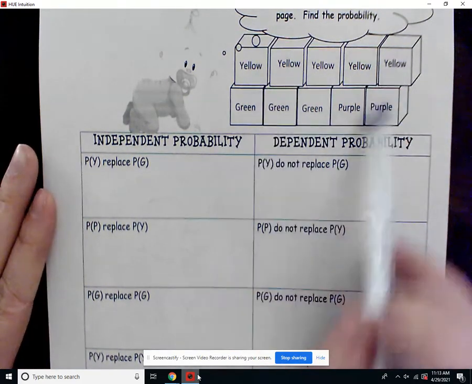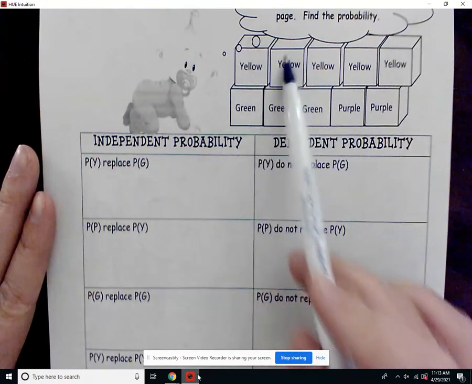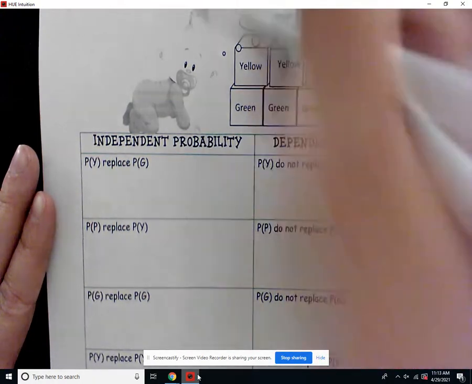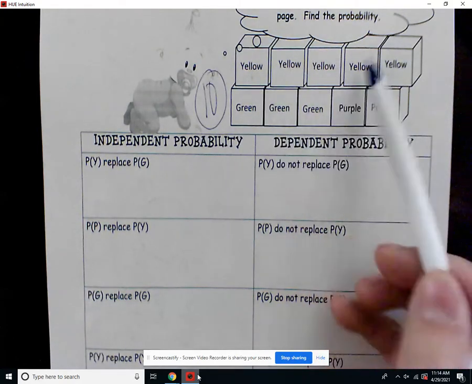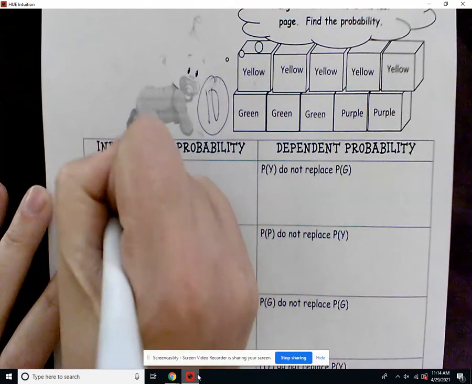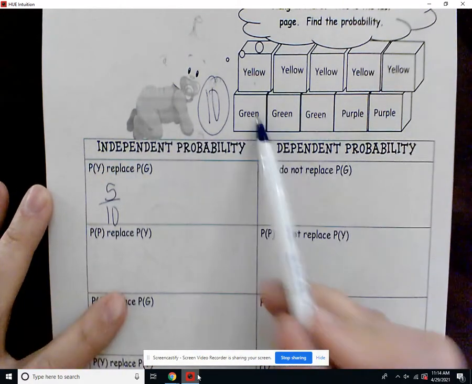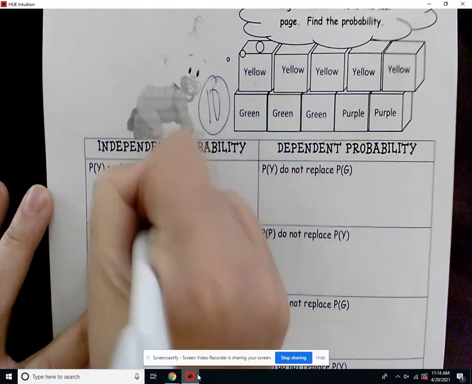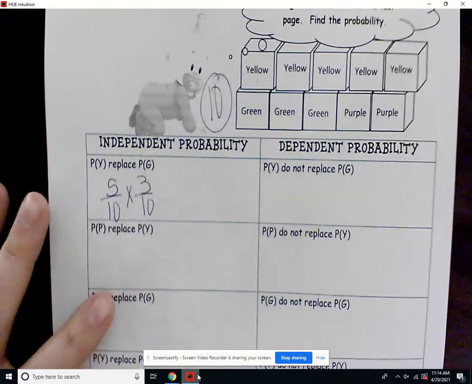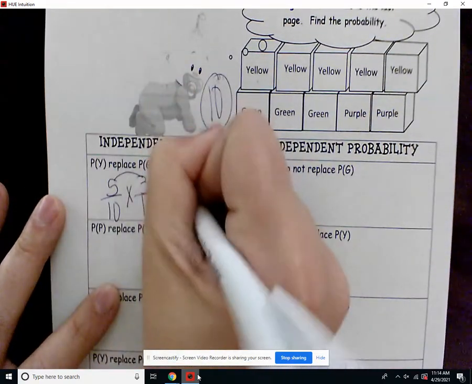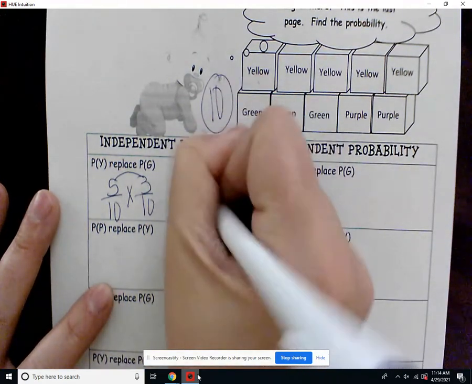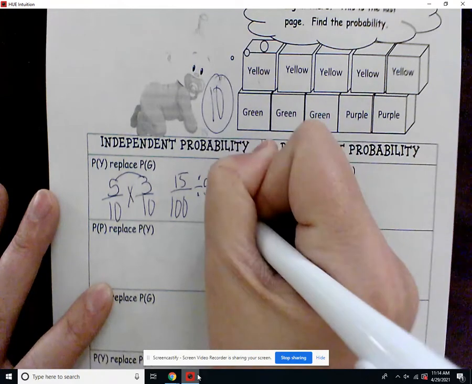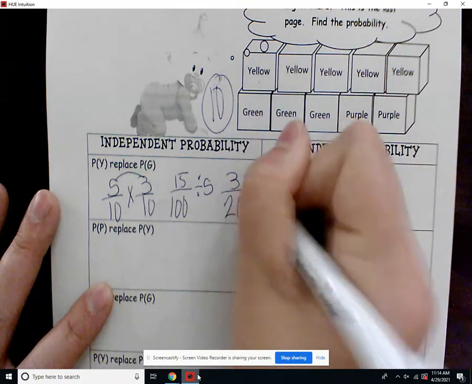So we're going to use these blocks to answer the questions. I have 1, 2, 3, 4, 5, 6, 7, 8, 9, 10. Probability of a Y, so that's going to be yellow. I have 1, 2, 3, 4, 5. And then greens, I have 1, 2, 3. Again, two different events, two different fractions. So we're going to multiply tops, multiply the bottoms, and then simplify. I can divide it by 5, and we get 3 over 20.